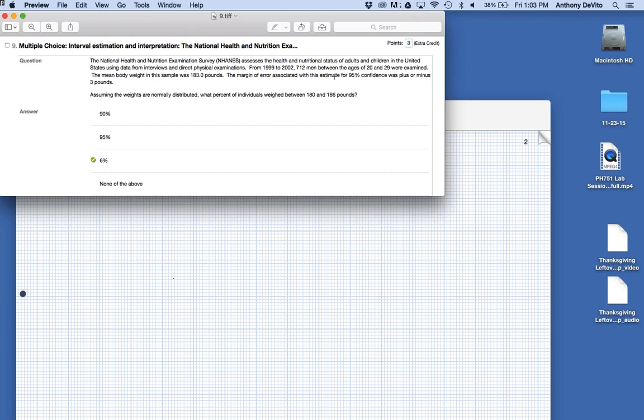The margin of error associated with this estimate for a 95% confidence interval was plus or minus 3 pounds. Well, let's back up 1 second and take a look at what that means. So that means that basically our 95% confidence interval, our margin of error, was 3 pounds below that or 3 pounds above that. So in other words, 183 pounds plus or minus 3 pounds. So we're 95% sure the true mean for the entire population is between 180 and 186. That's our 95% confidence interval, and we got that the usual way by adding and subtracting our margin of error.